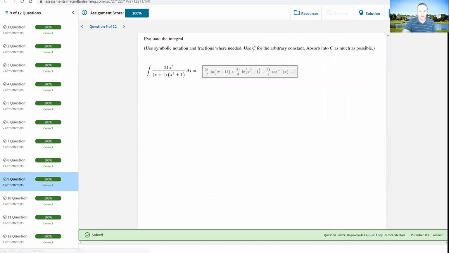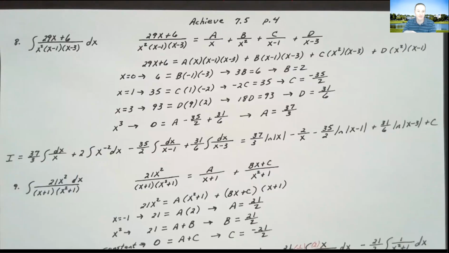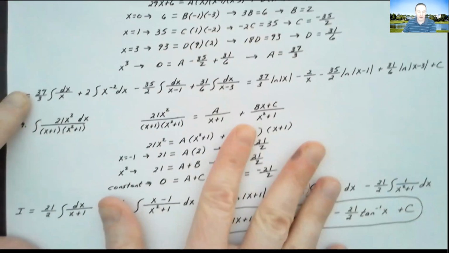For the next question here, number 9, it gives me the integral of 21x squared over x plus 1 times x squared plus 1. So for the first time in this assignment, we have an integral in which one of the factors in the denominator is an irreducible quadratic. You cannot factor x squared plus 1. So I know when I use the partial fractions, that numerator over that term is going to have to be a linear function. Here's what I did for that.